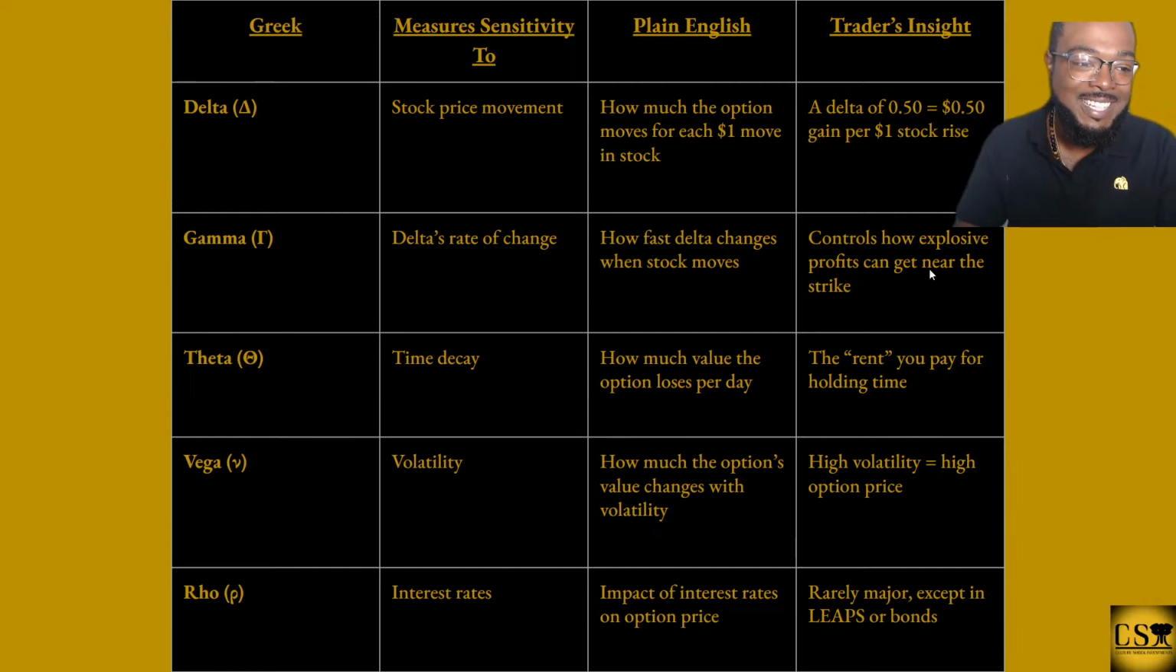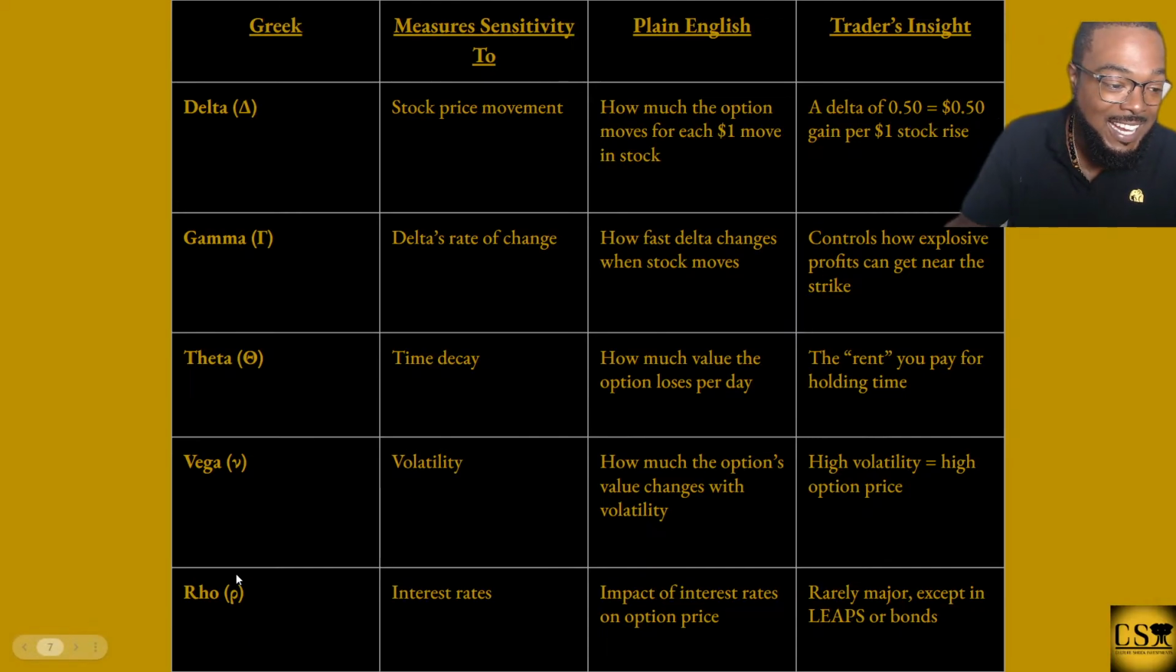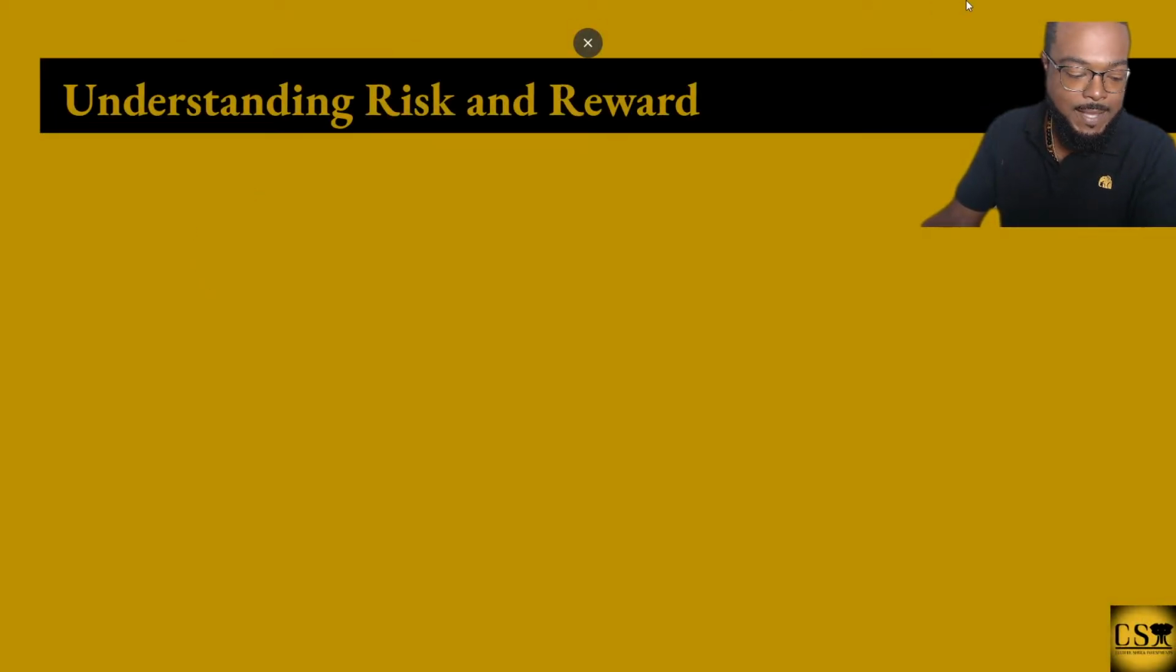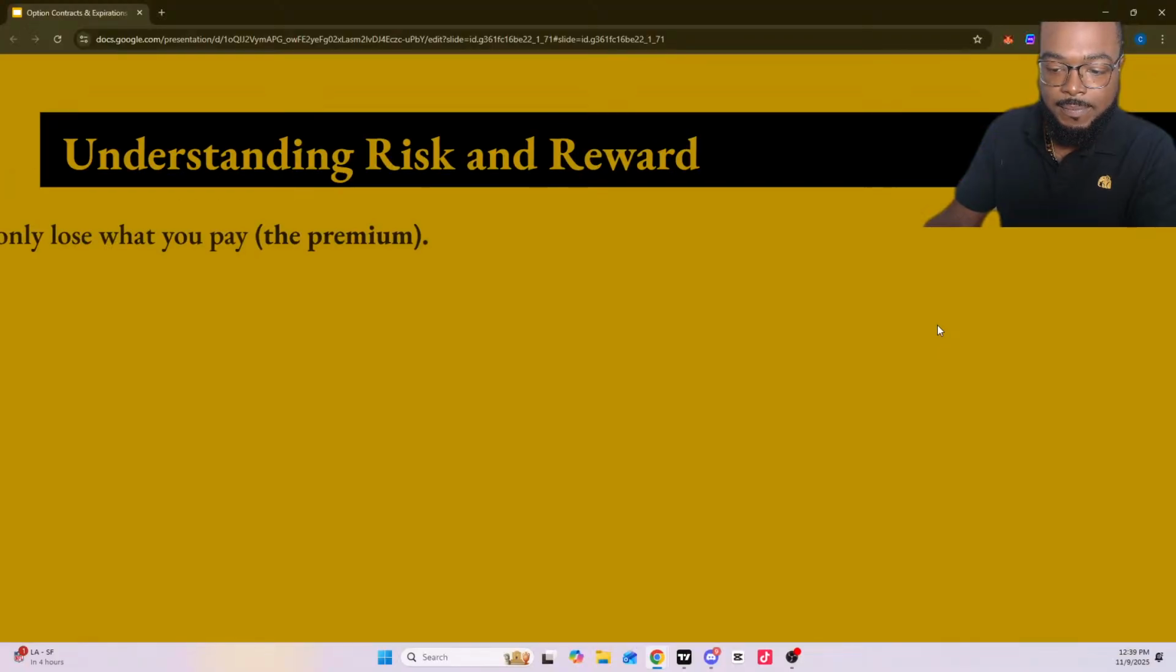They'll take it all. Then Gamma is Delta's rate of change, how fast Delta changes when the stock moves. It controls how explosive profits can get near the strike. All right? I don't use that one too often. And I think those are the main ones right there. I don't think you have to go for anyone past that. I think that should be good.